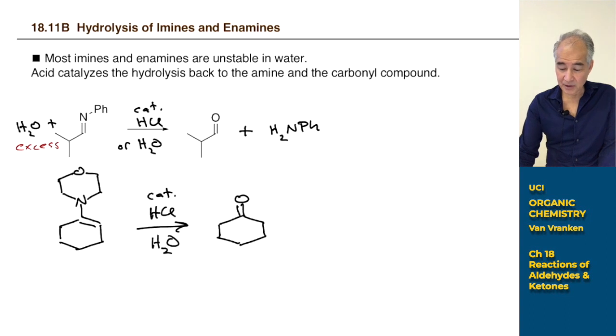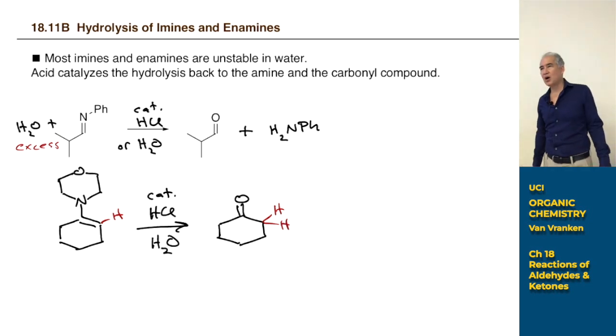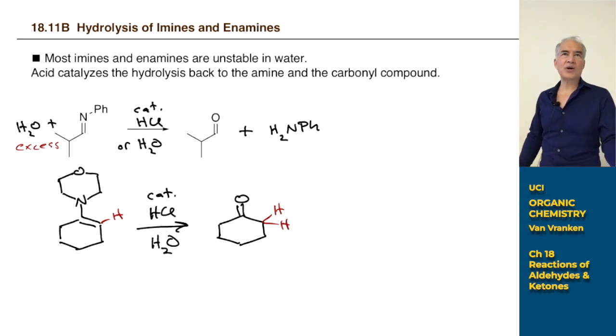And if you're clever, you can see here that I added an H. There used to be one H atom there, and now there's two. So if you're thinking about what happened in this reaction, it's not just that you made C=O, it's that you added an H to a carbon atom. That's the essential feature of this reaction.